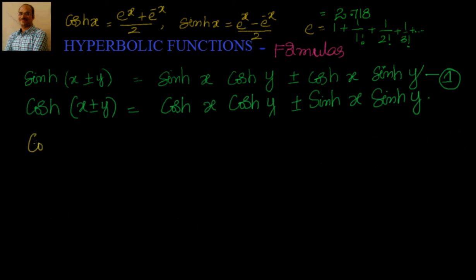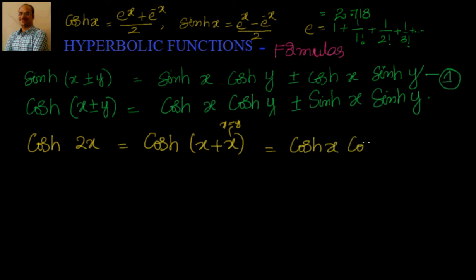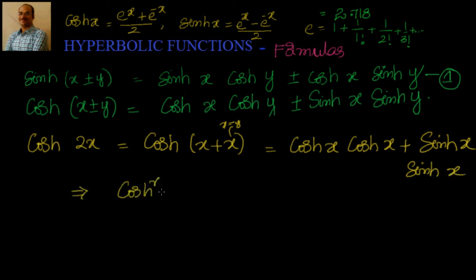We will look at cosh of 2x. This is nothing but cosh of x plus x. We have taken y equal to x, right? Now we know the formula here itself, that is cosh x into cosh x plus sinh x into sinh x. That's nothing but equal to cosh square x plus sinh square x.